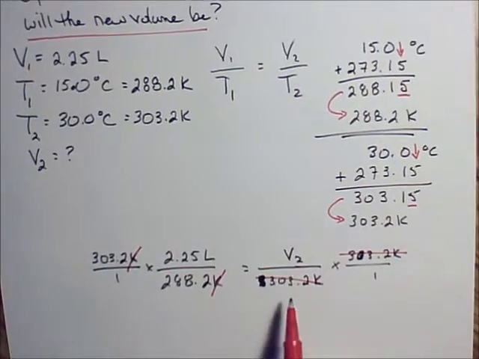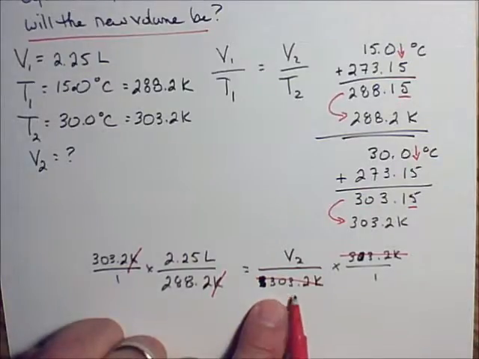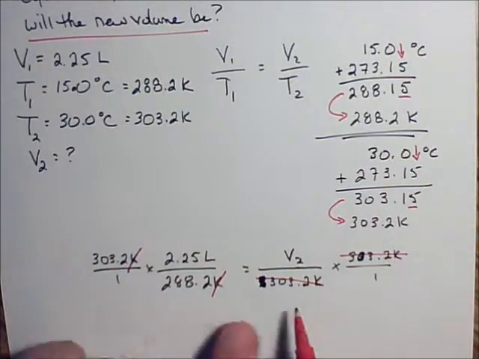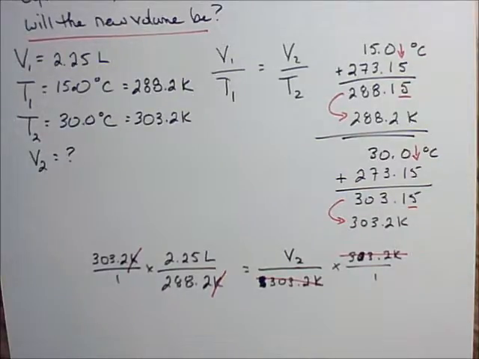Well, because V2 is on top of a fraction where I've got 302.2 K on the bottom, and I need to get V2 all by itself. So by multiplying by this number on both sides, I can get V2 by itself.